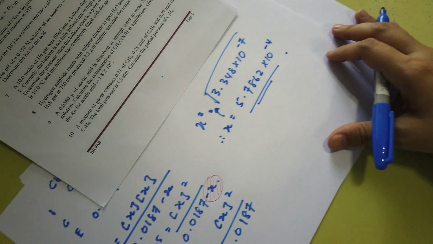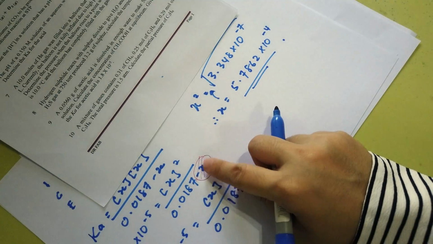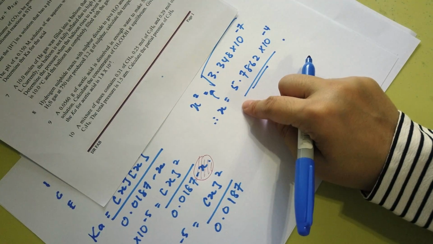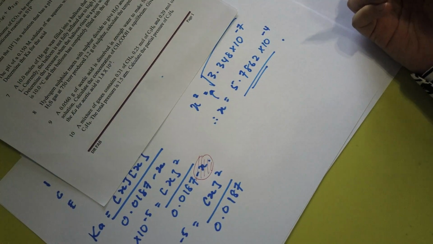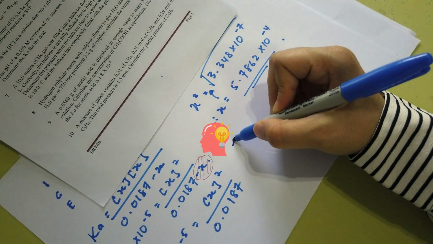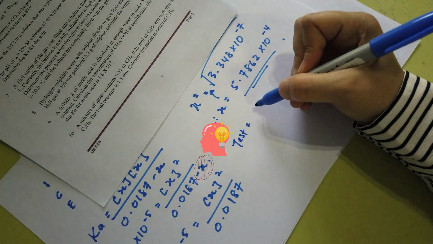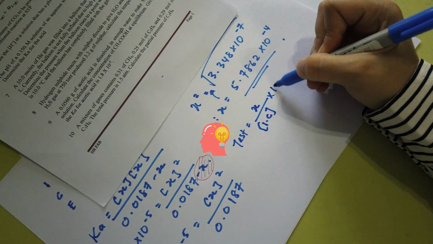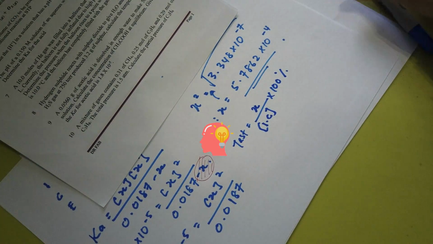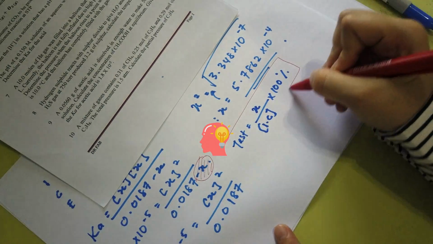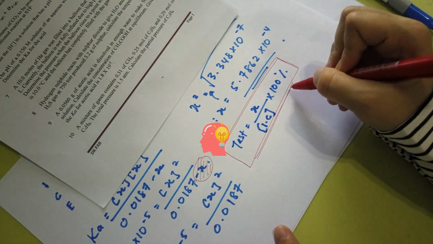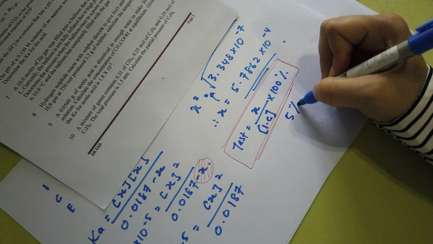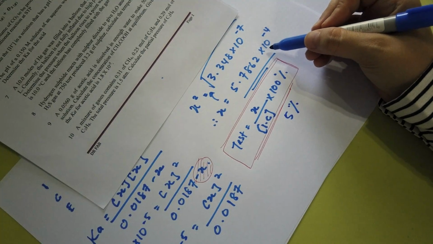But since we approximated the value of x here, we already deducted that term, so we need to check the validity of this x. How we do that is we take the value of x divided by the initial concentration times 100%. Please remember this formula, and this value should not exceed 5%. Then only we consider that this x is valid.